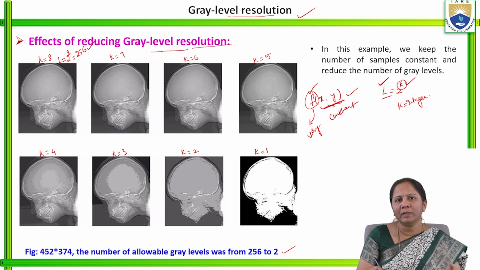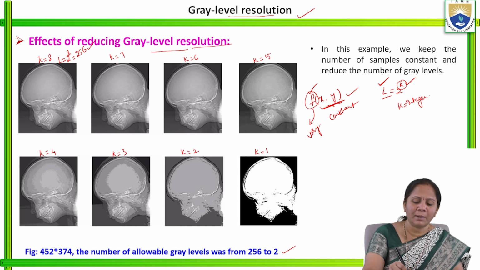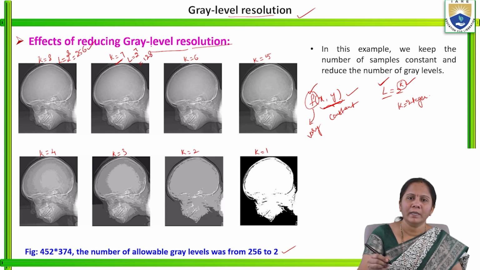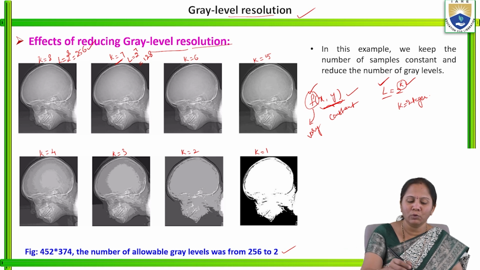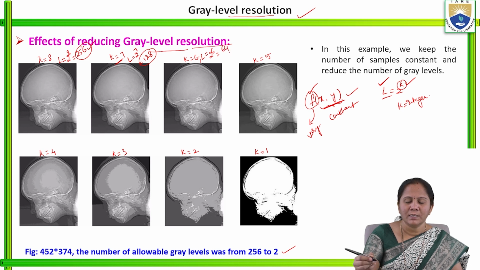If we reduce the number of intensity levels, it is reduced based on the value of k. For example, as k is equal to 7, the value of L will be 2 power 7, where its value is 128. So here the gray level value L has been reduced from 256 to 128. Next, for the k value equal to 6, L will be equal to 2 power 6, where its value is 64. So the gray level from 128 has been reduced to 64.